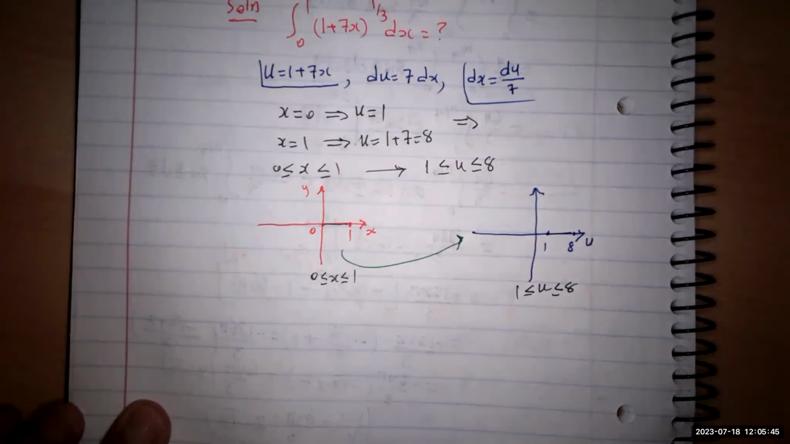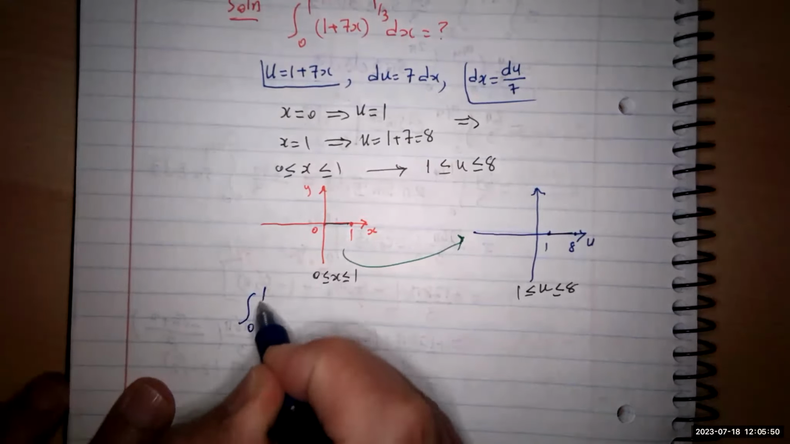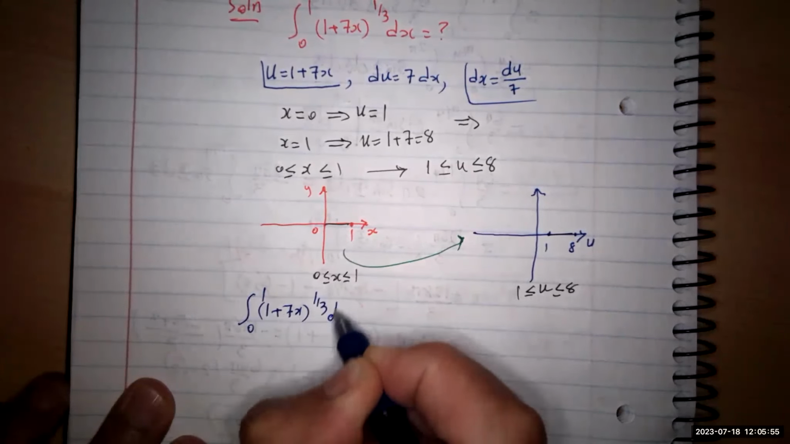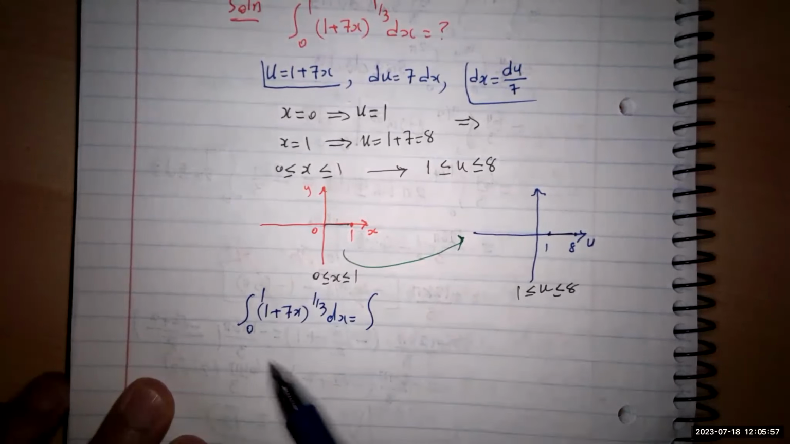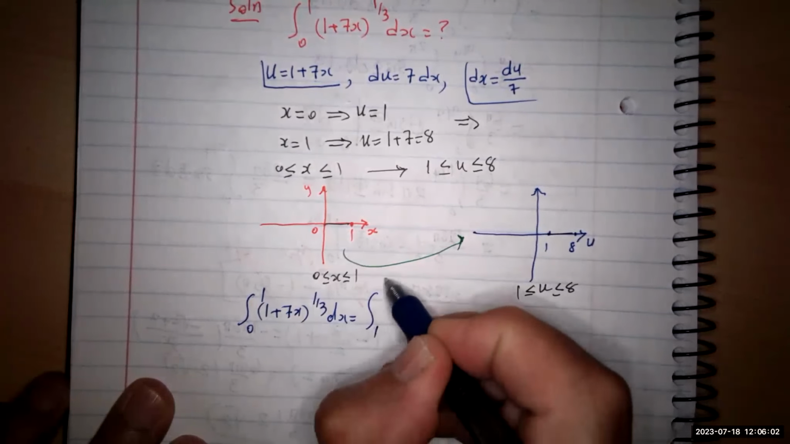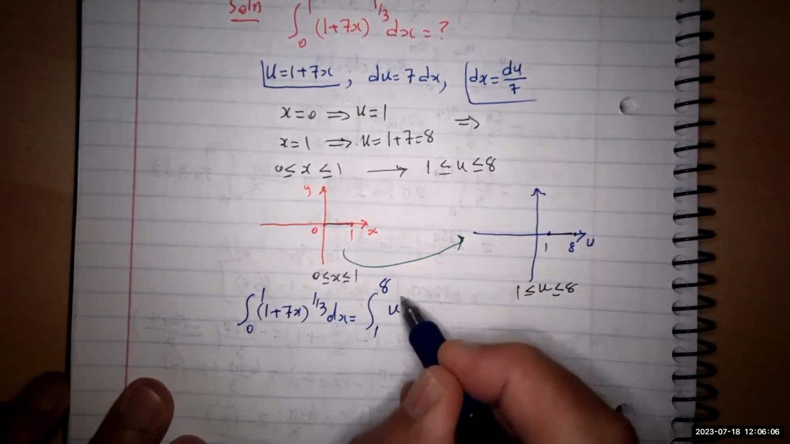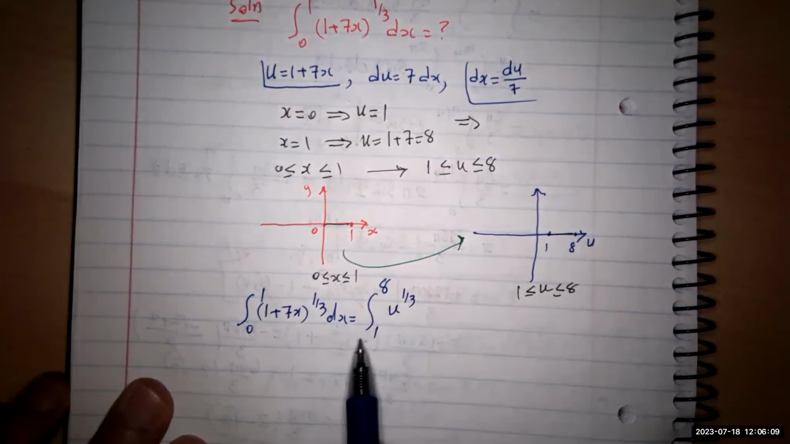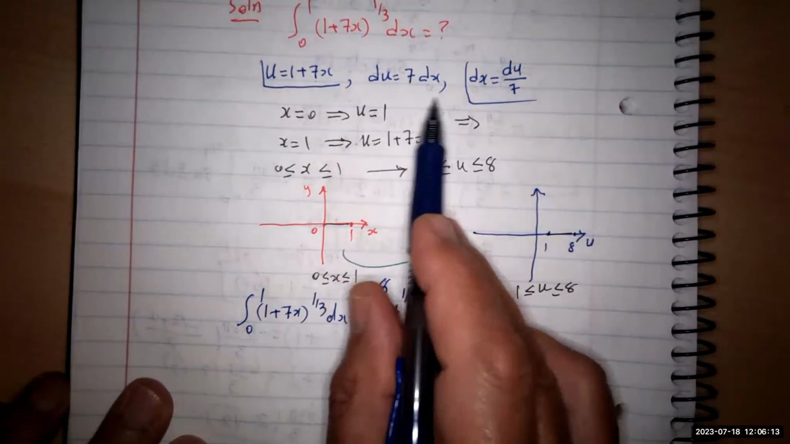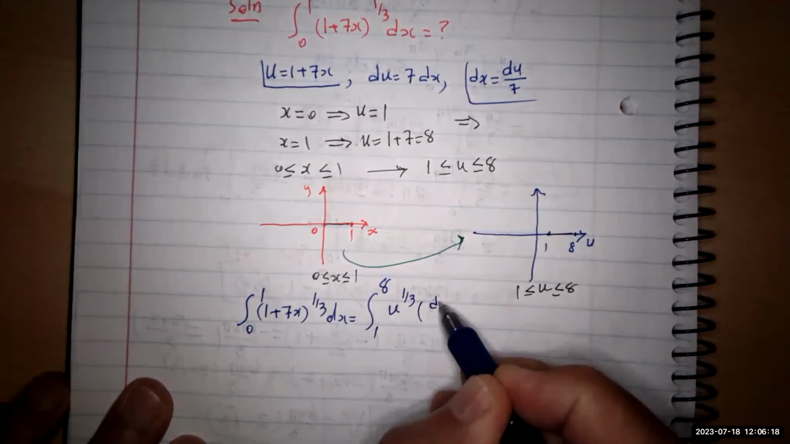Then the rest is just algebra. We start with the given one. So you have the integral from 0 to 1 of the cube root of 1 plus 7x, dx. Now the integral limits 0, 1 would be changed to 1, 8. And 1 plus 7x is the one that you call u, so it's going to be u to the 1/3. Then you have an extra term, which is this dx that you have. You have du over 7.